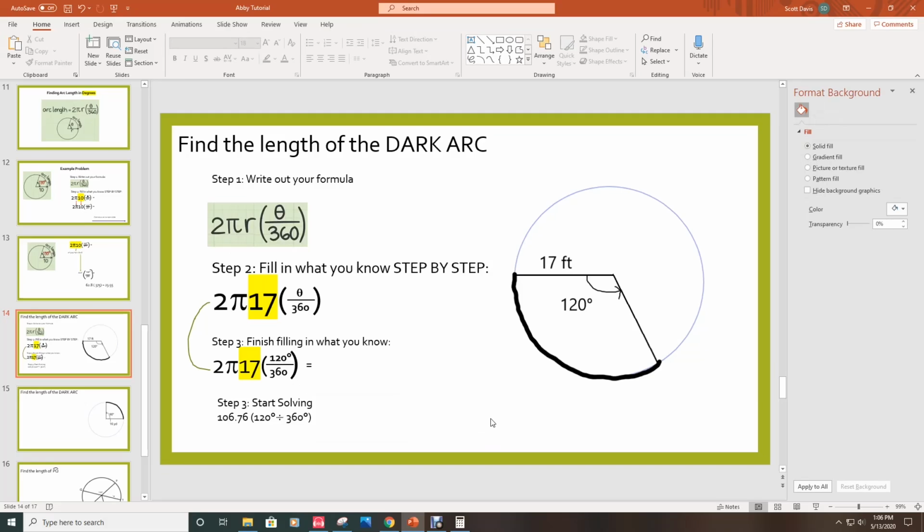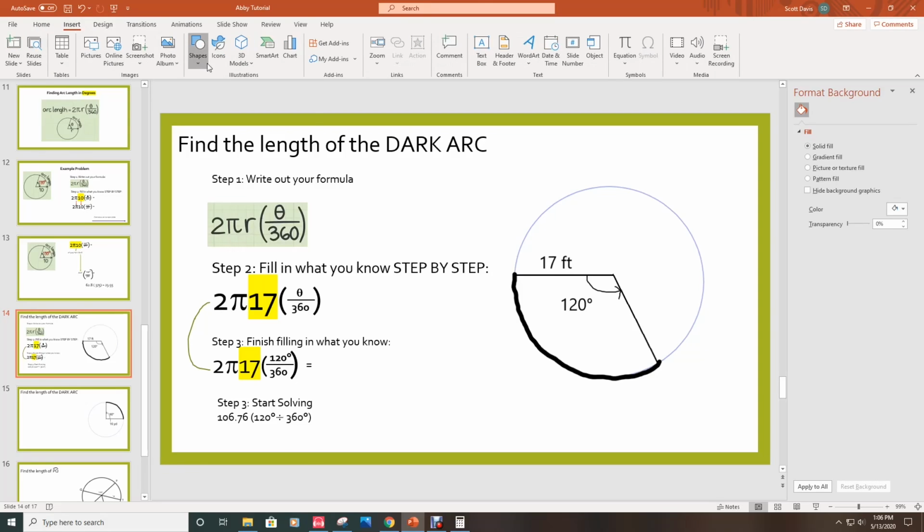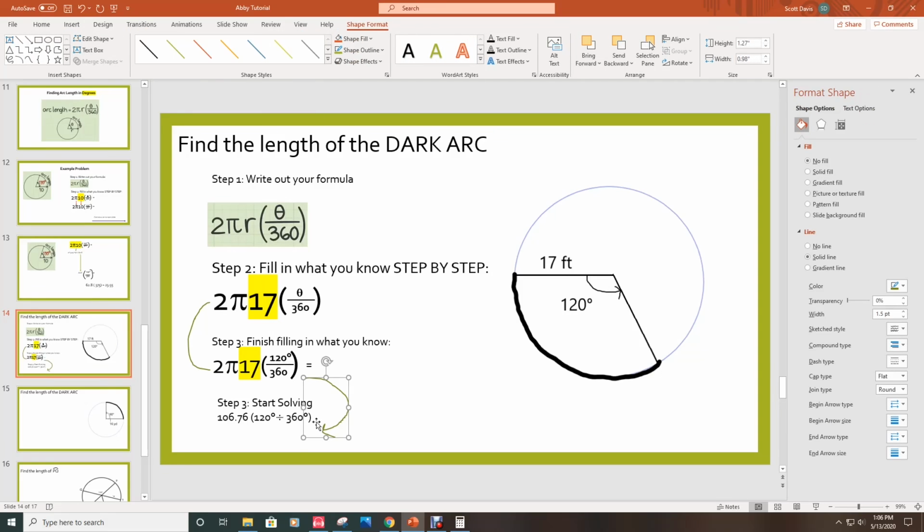So the main thing that I'm showing you here is that all I solved so far was just this 2 times pi times 17. And then this part right here, this 120 degrees divided by 360 degrees, I carried that down, okay? Because I am going to write it again so that I don't miss anything. So I carried this down, okay?